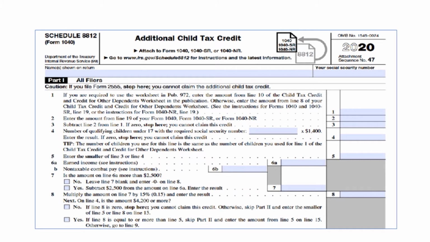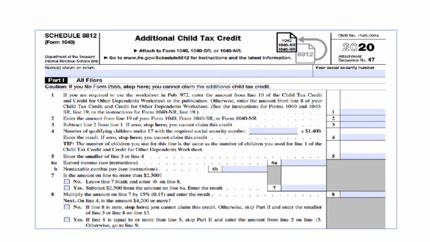Line 2, you want to enter the amount from Form 1040 line 19, and this is actually the non-refundable amount of the child tax credit that you were able to claim in the first place. And it's kind of critical to note that you may also need to file Form 8862 to claim the child tax credit. On line 3, you want to subtract the amount from line 2 from the amount on line 1. All right. And if the result is 0, you claim the full child tax credit and no portion is refundable. So you don't need to file Schedule 8812.